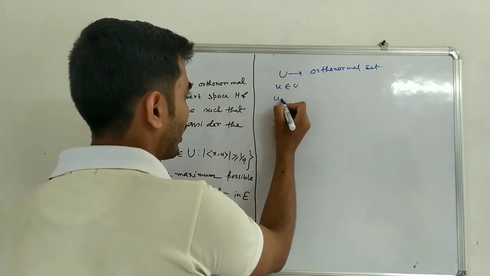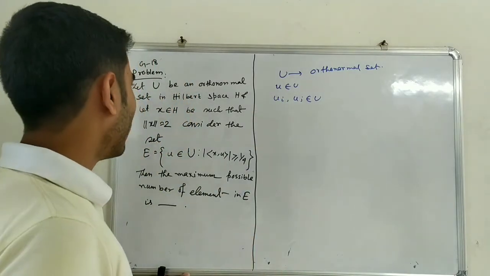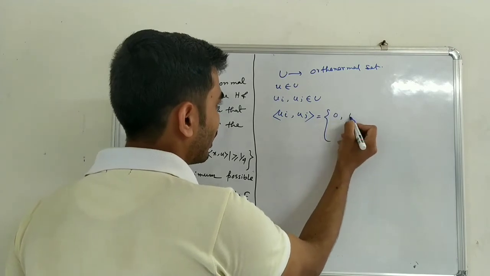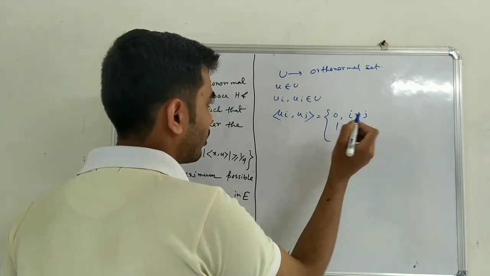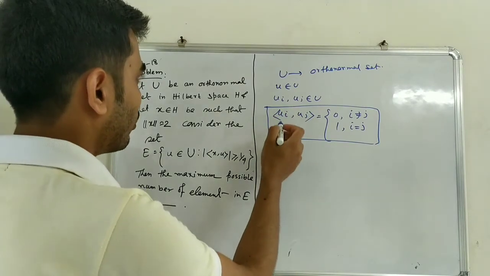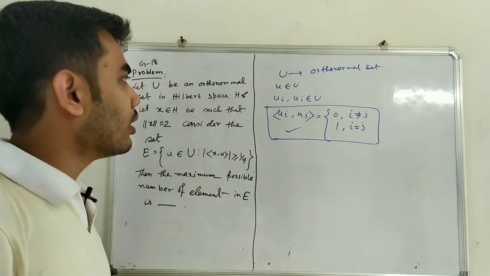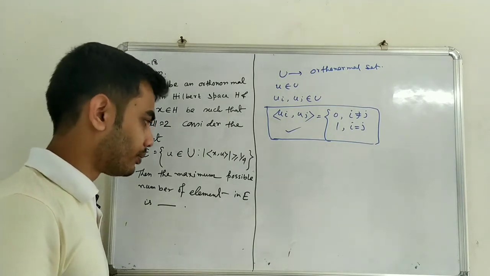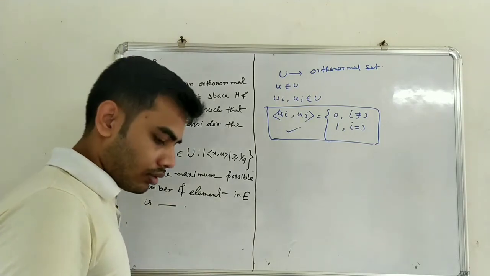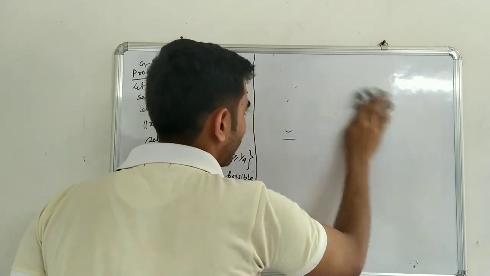That is, if I consider ui and uj belonging to U, then we say that ui and uj are orthonormal if the inner product of ui and uj is equal to 0 if i not equal to j, and 1 if i equal to j. If the two vectors ui and uj satisfy these conditions, then we say that ui and uj are orthonormal vectors. Okay. Now we have to find the maximum number of elements in the set E. So how do we approach this kind of problem? I always start with how to solve this kind of problem. So how to solve?